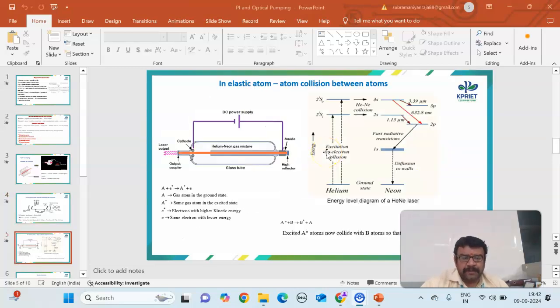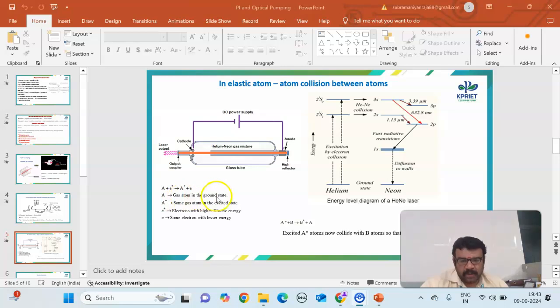Inelastic atom-atom collision is another way of achieving population inversion. In this setup, there is a DC power supply and a helium-neon gas mixture is passed through. There are two electrodes, a cathode and an anode. At opposite ends there are the laser output and an output coupler to couple the output, and reflectors on both sides, all encased inside a glass tube. An atom A is excited by the electrons, so A is excited and the electron loses energy.